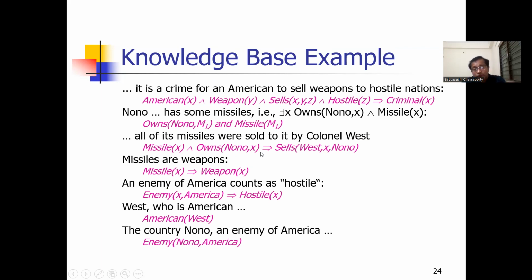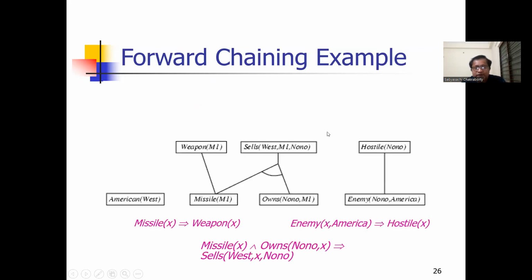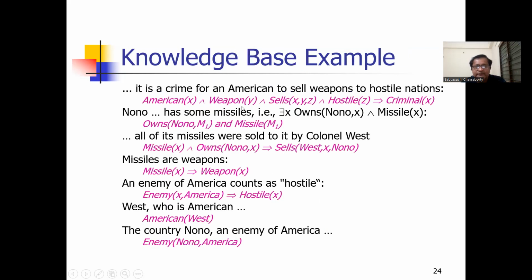This means X is a missile and Nono owns X. That implies it comes from West only. So this line is represented there. So missile X and Nono owns X. So just see here, missile M1, Nono owns M1. Just in place of X, the M1 comes. So here we have sells West M1 Nono. Previously it was West X Nono. See here, it was West X Nono. West sells X to Nono.